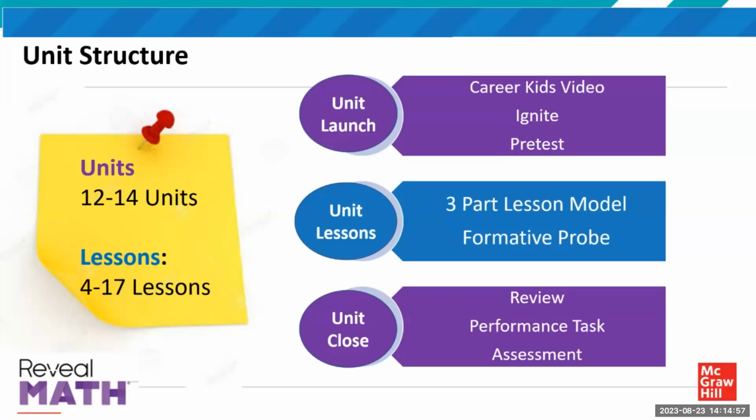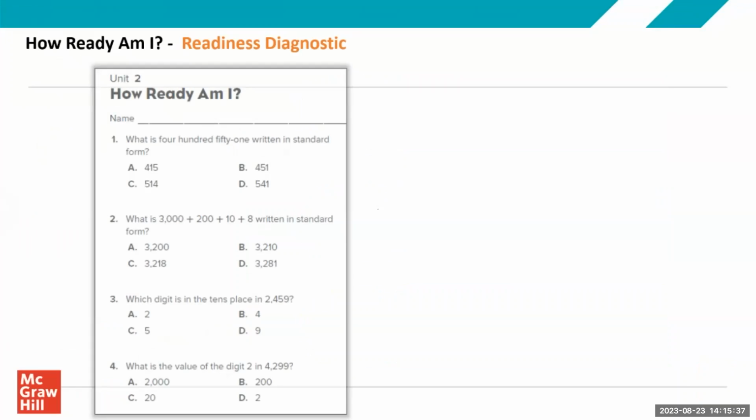Then every lesson has that consistent structure of the 3-part model where we're going to launch, explore, and develop, and then we are going to practice and reflect. Somewhere within the unit is a fantastic formative assessment probe to address a very specific misconception. And then, of course, the unit close. The unit close has a review, a performance task, and an assessment. So that's just a quick review of the unit structure. What I'd like to do is dive into some of the unit features, then we'll dive into a lesson, and then the unit close at the end.